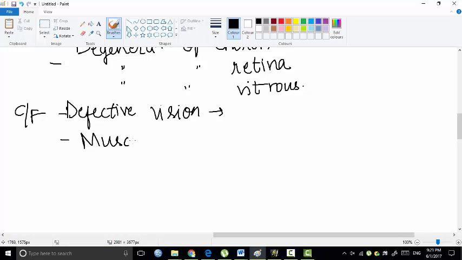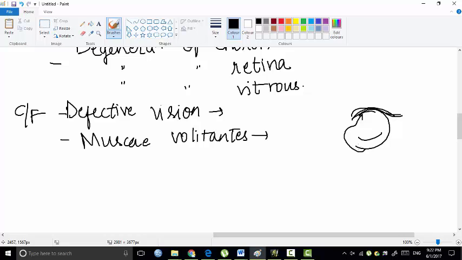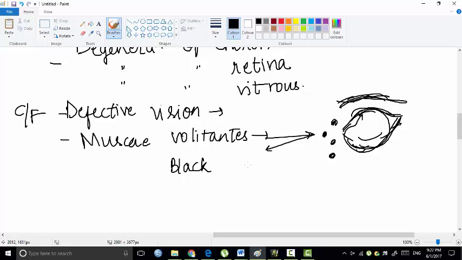Next, muscae volitans. In muscae volitans, if this is the eye, the person is seeing in this way. Just imagine that a person sees like this. So in his visual space, we can see black opacities, right? These are called muscae volitans.